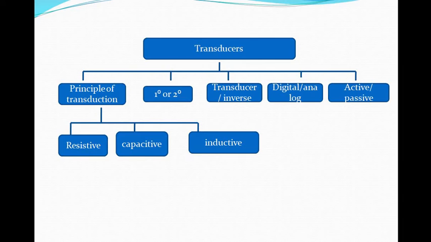Now, seeing whether they are primary or secondary type. Primary transducers are those which convert physical quantity into mechanical output. A Bourdon tube in LVDT is an example of a primary transducer. A secondary transducer is a transducer that converts mechanical quantity into electrical output. Windings in LVDT is an example.